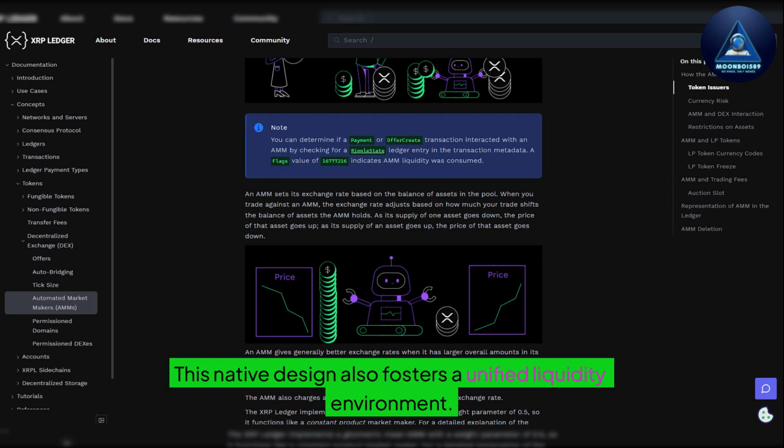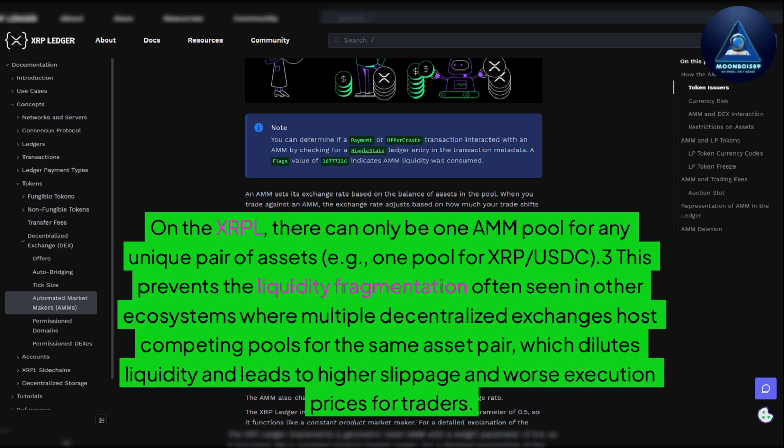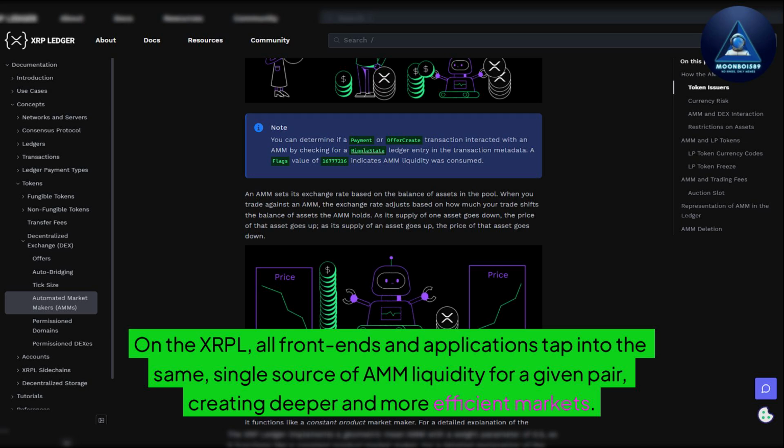This native design also fosters a unified liquidity environment. On the XRPL, there can only be one AMM pool for any unique pair of assets, e.g., one pool for XRP/USDC. This prevents the liquidity fragmentation often seen in other ecosystems where multiple decentralized exchanges host competing pools for the same asset pair, which dilutes liquidity and leads to higher slippage and worse execution prices for traders. On the XRPL, all front ends and applications tap into the same single source of AMM liquidity for a given pair, creating deeper and more efficient markets.